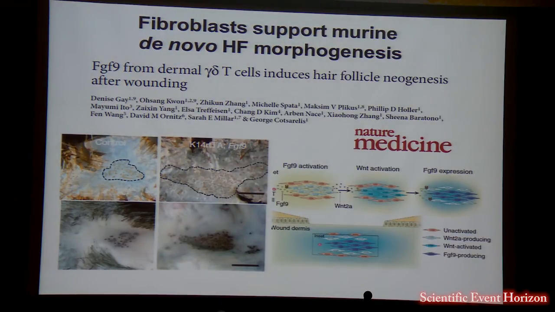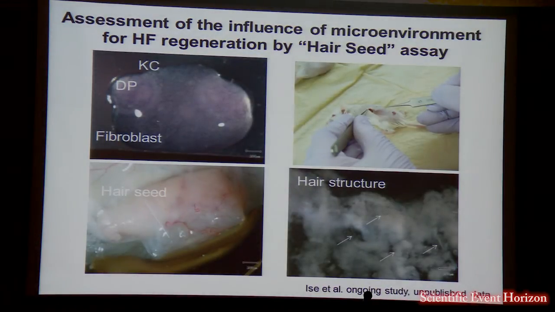And recently, the George Cotsarelis group reported that FGF9 secreted by the dermal T cells as well as the fibroblasts enables hair follicle neogenesis in mice. Those observations clearly indicate that the environmental factor really matters. But in the case of human, the number of cells is very limited.